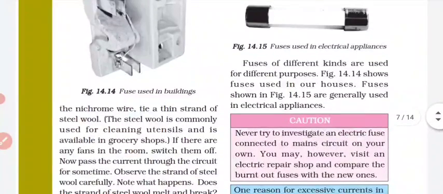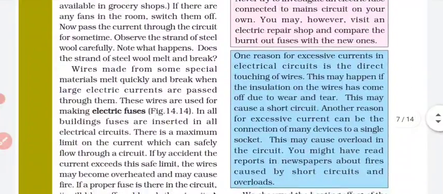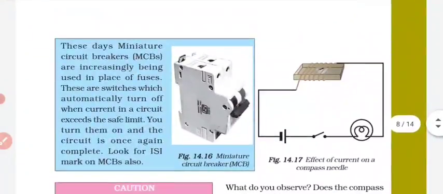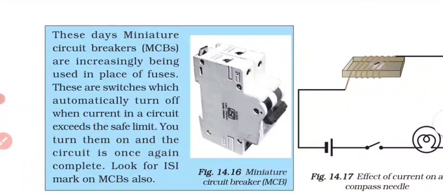Nowadays we are not using these types of fuses, because they are quite old. Nowadays we are using MCBs. MCB stands for miniature circuit breaker. Whenever a particular amount or more than a particular amount of current is passed through the electric circuit, what will happen? This MCB will detect it and it will automatically turn off. And whenever we turn it on, our circuit will be normal again.